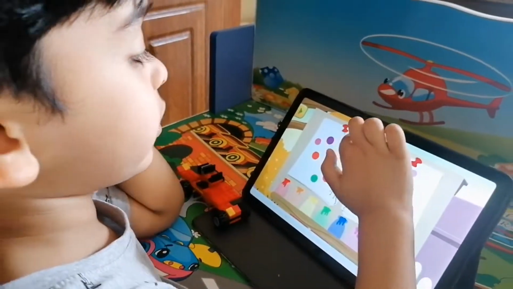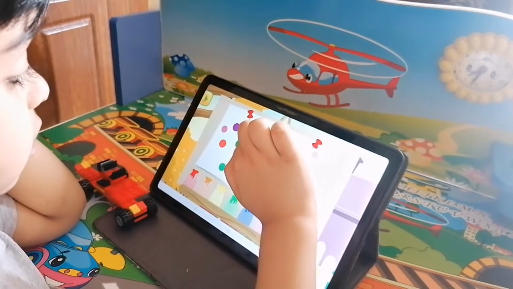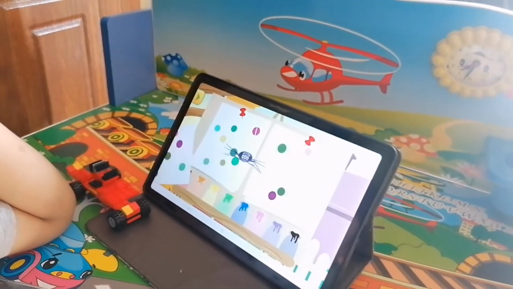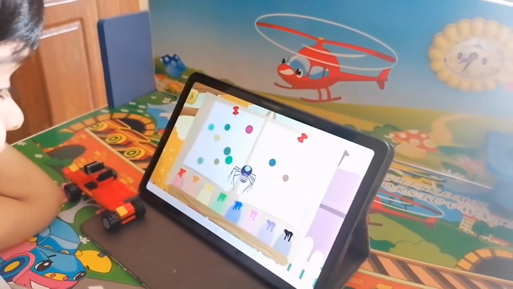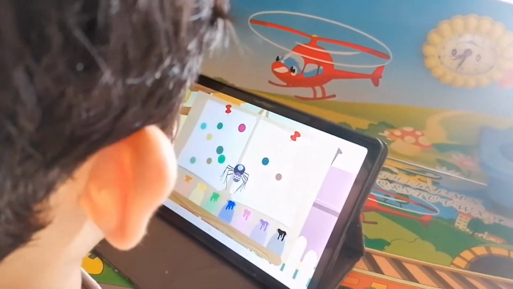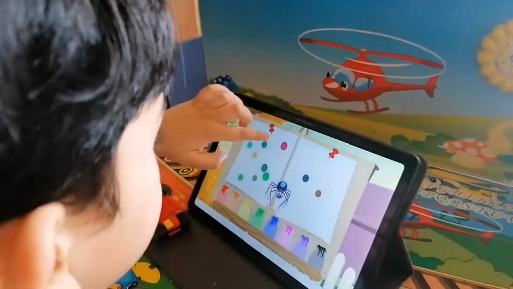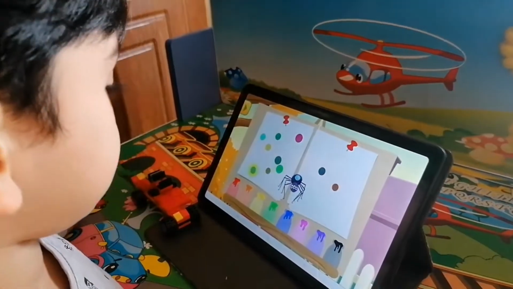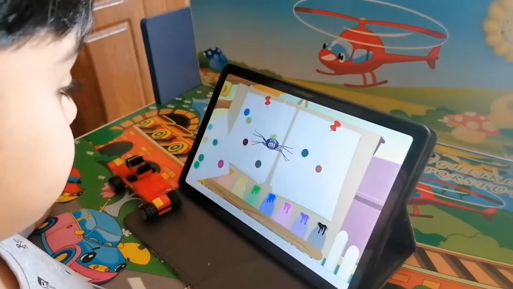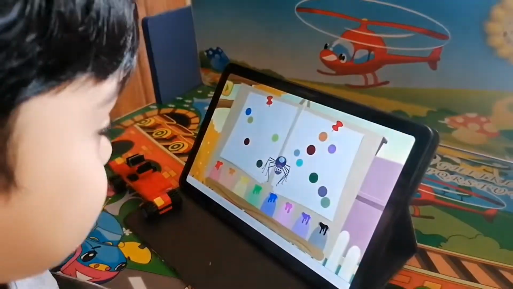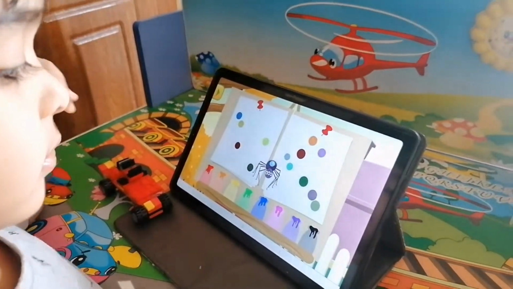Count. Okay. One. Count. Choose the picture with 8 dots. Is this 8 dots? Nope. No. Okay. Choose the picture with 8 dots.